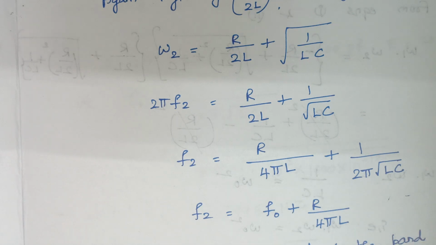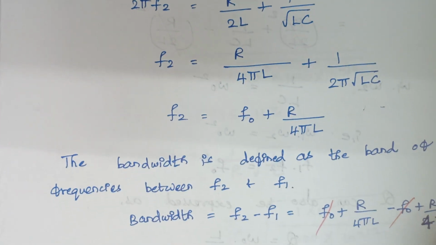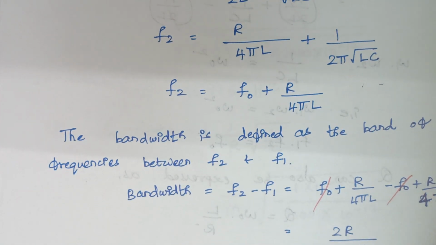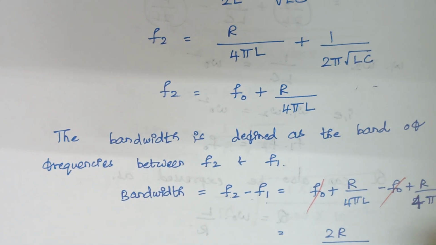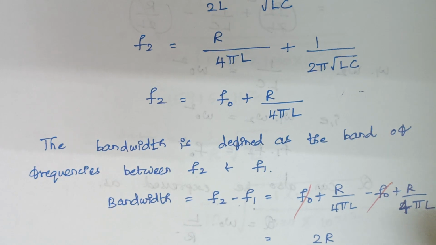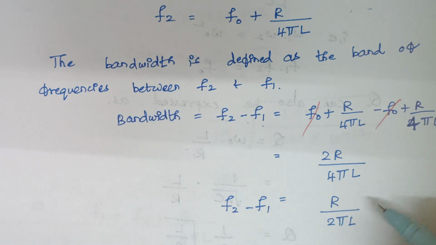Now we have calculated the values of F1 and F2 respectively. So what do you mean by bandwidth? Bandwidth is nothing but the range of frequencies between this F1 and F2. Therefore bandwidth is given as F2 minus F1. Just substitute the values of F2 and F1 here. Finally we end up with the answer as R by 2 pi L, right? So this is our bandwidth. Bandwidth is given by F2 minus F1, which is equal to R by 2 pi L.